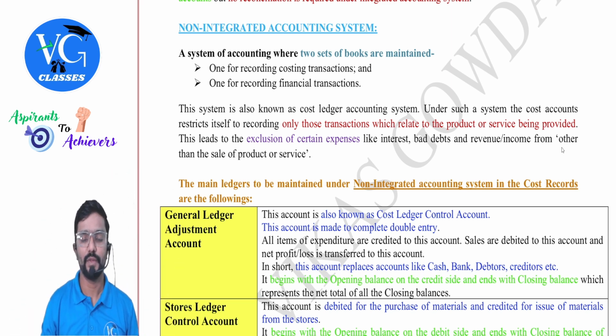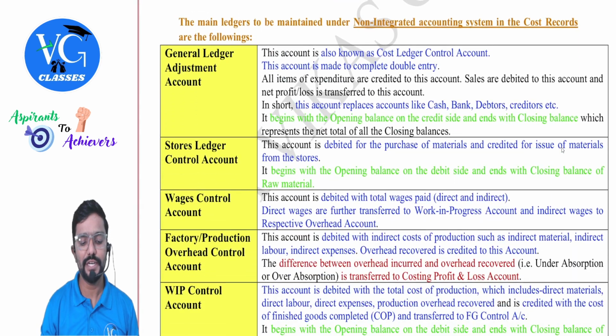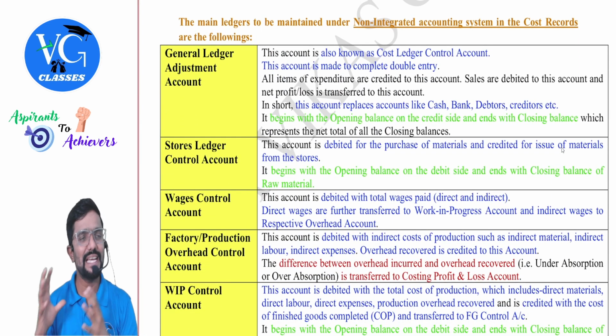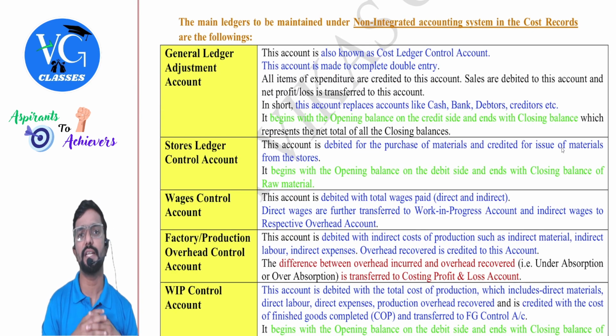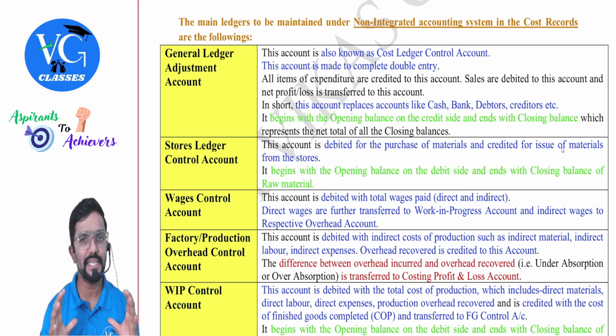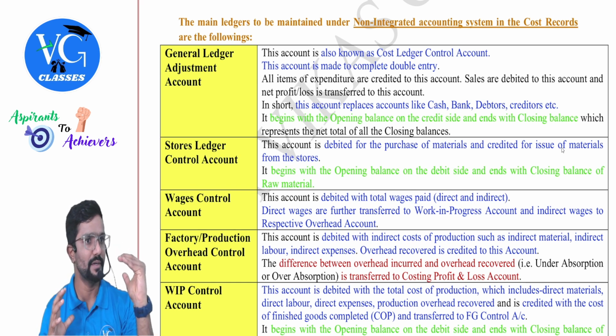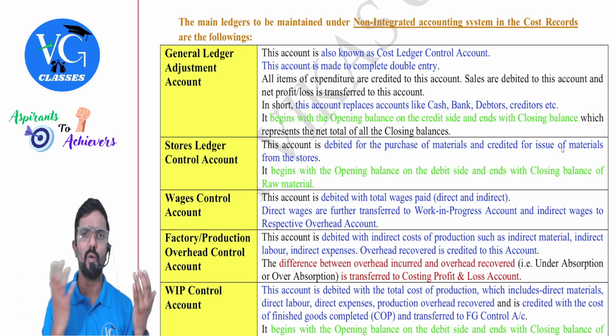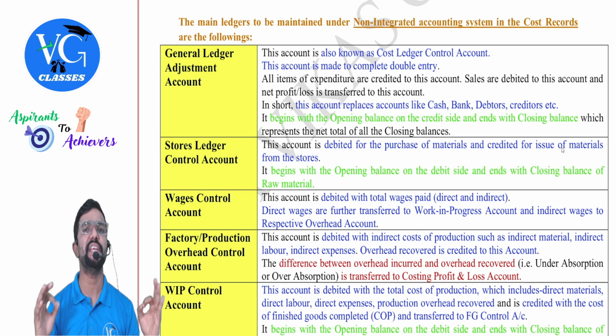Clear? Yes, sir. So guys, this is important. Many students find it difficult to analyze the ledger accounts or to pass the journal entries. I will try to make it as easy as possible. If you understand what each account stands for, what comes in, what goes out, what is debited, what is credited, it becomes very easy, guys.